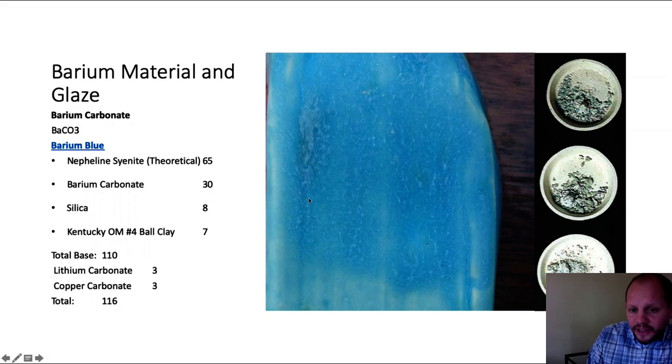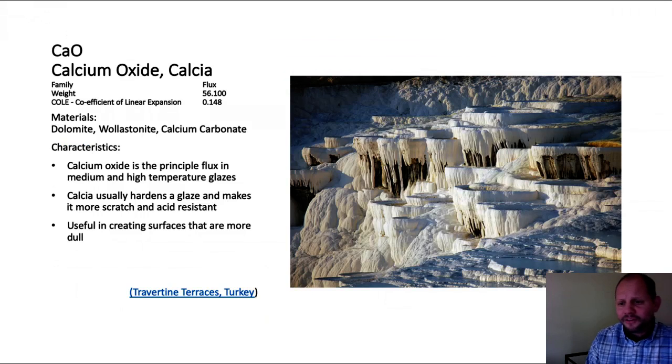As you can see right here, it's this really beautiful, consistent, satin matte surface. Then you can also see there's some silica in there, probably to add a little bit of hardness, reduce some of the crazing from the nepheline syenite. And then also a bit of clay. That just helps stabilize the glaze. All right. So that's pretty interesting. So that is barium. Okay, calcium. Calcium oxide is a great flux. A lot of times it can be used as an auxiliary flux, as in second to something else.